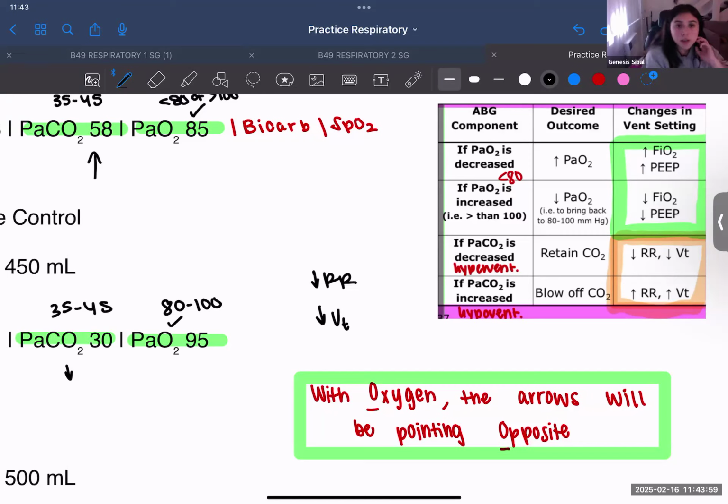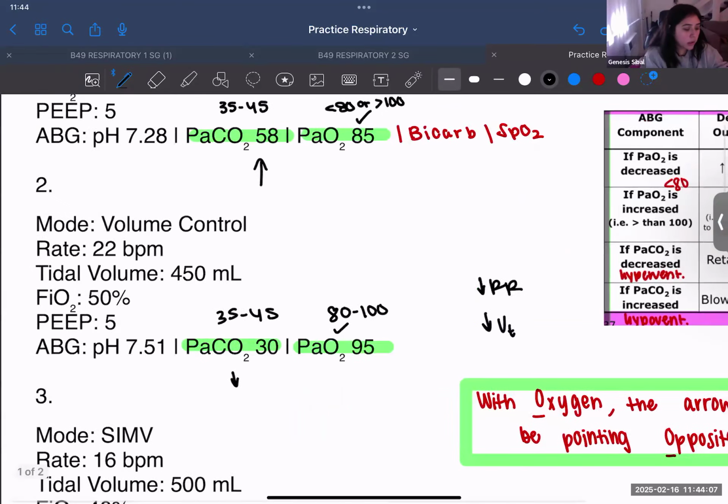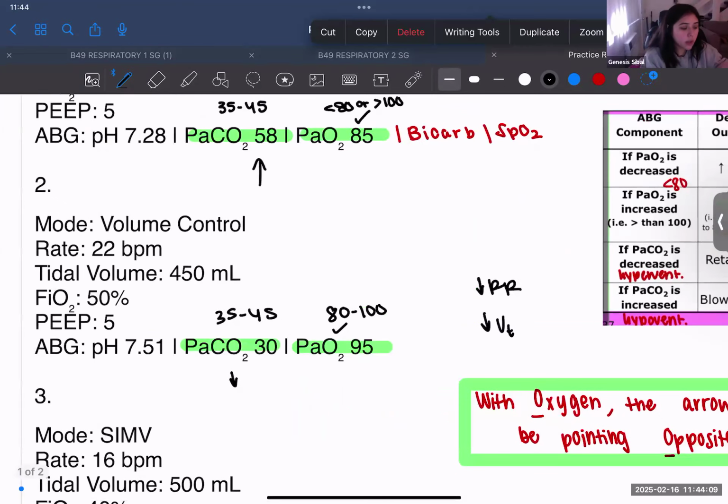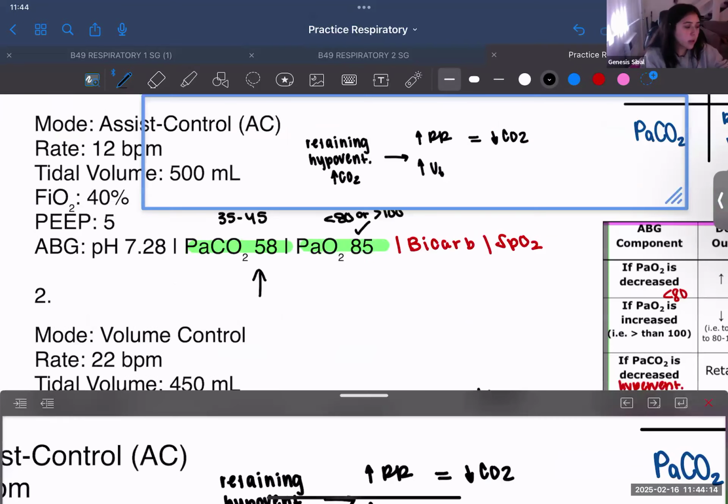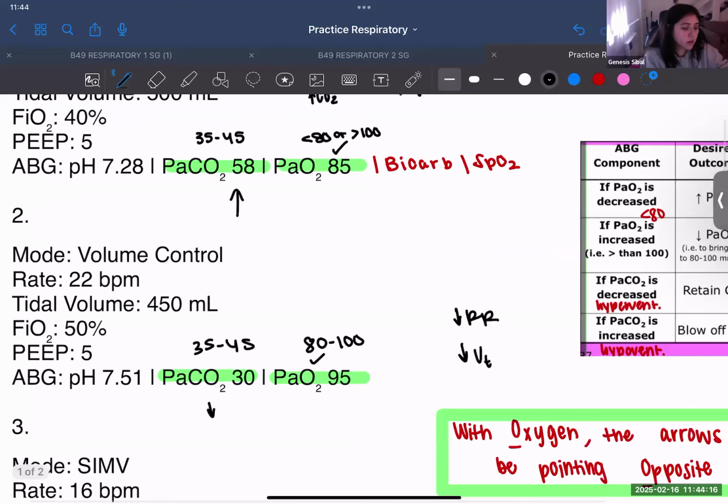The other thing, in terms of the way that the arrows are pointing: with oxygen, the arrows will be pointing opposite. So O with O, right? If I'm looking at CO2 for the next question, it's at 30, which means it's below the point that it should be, right? Since it's below the 35 to 45, I know that it's down, and I know that that one has respiration rate with CO2, and that one has tidal volume. So the arrow should be matching for the CO2.